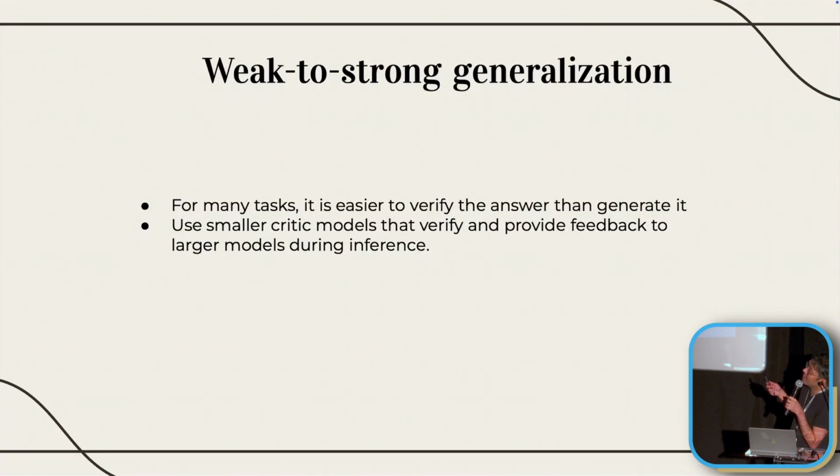The other thing that we can do is using critic models. In this case, it's been seen that for a lot of tasks, it's easier to verify than it is to produce the answer. Once you have the answer, it's easier to verify whether it's correct or not. So you can use smaller models that do the verification, and then they provide feedback. You can think of it as one very large model being guided by a bunch of very small models in order to get towards the final task.